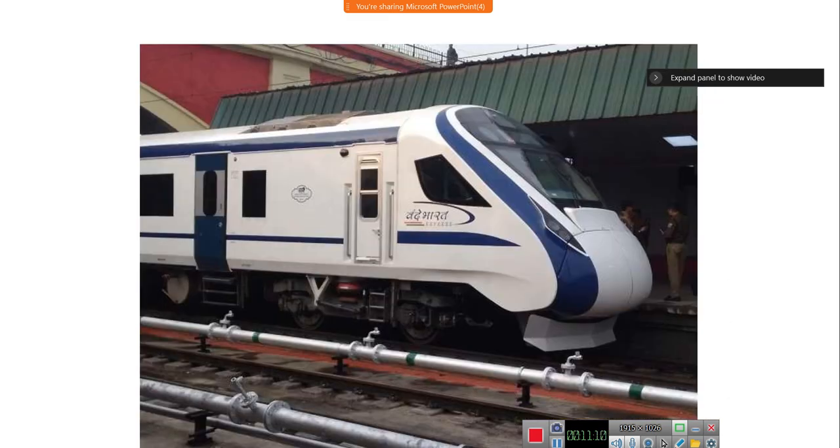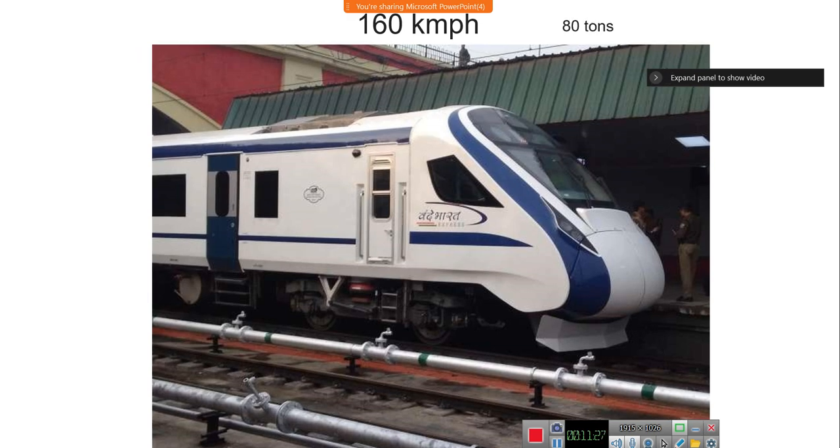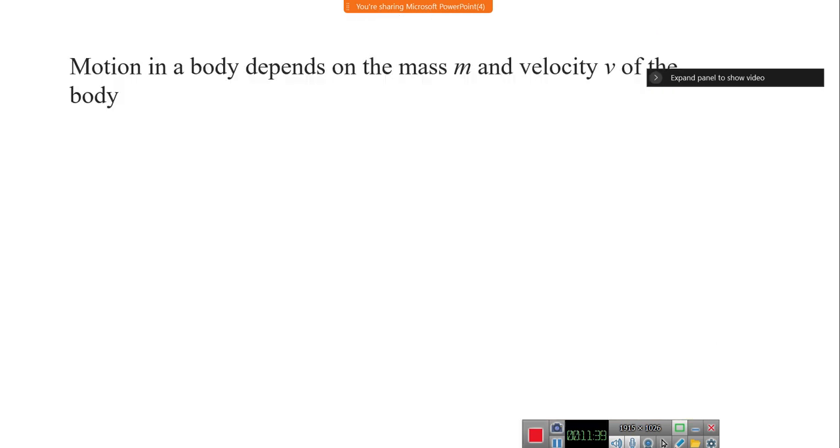Now, the train. Sir, the elephant is applying more force, sir. Well, we'll come back to that question. The fastest train in India runs at 160 kilometer per hour, Vande Bharat, right? And how much is its weight? 80 tons. It's about 80 into 1000 kgs, 80,000 kgs approximately.